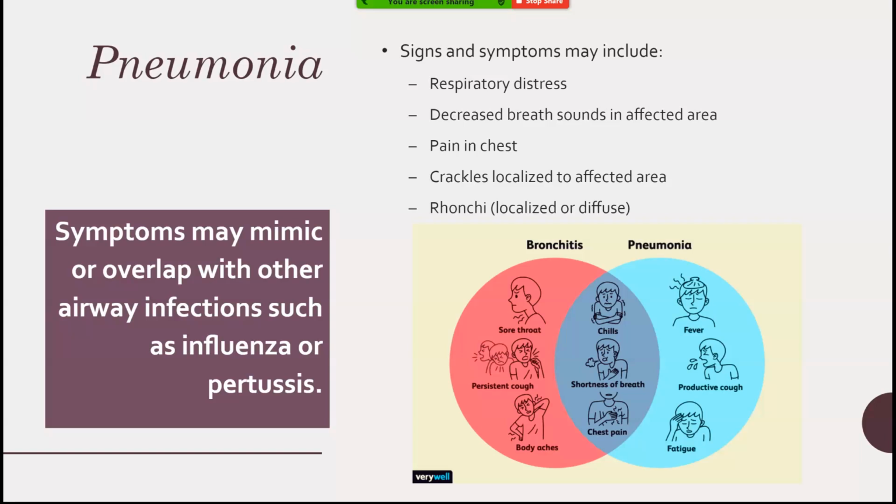Okay, so you may or may not hear the crackles in a child's lungs. Again, going back to the transmitted sounds, depending on how old that kid is, right? So you may or may not hear crackles or rhonchi, but they might just present with respiratory distress and a fever. Okay, and that's a kid who needs a chest X-ray.